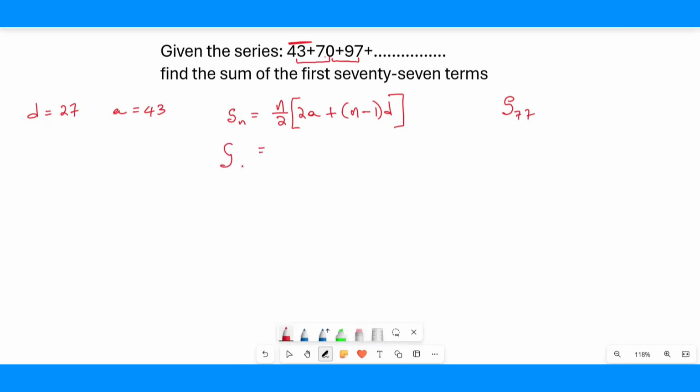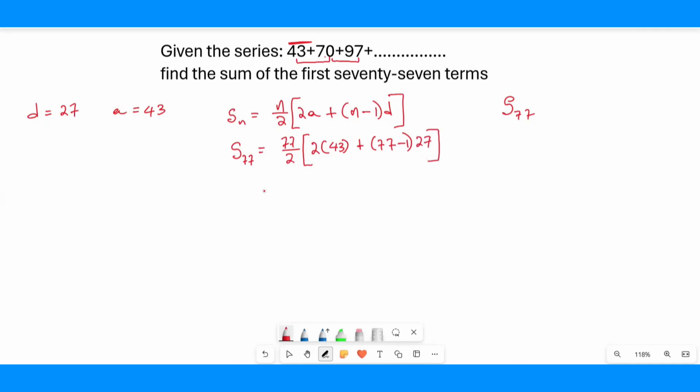So the sum, right here, we're talking about the sum of the 77th term. We're going to put 77 where n is, over 2. And then we're going to have 2 times a, which is 43, plus n, which is 77, minus 1, and then times d, and d is 27.